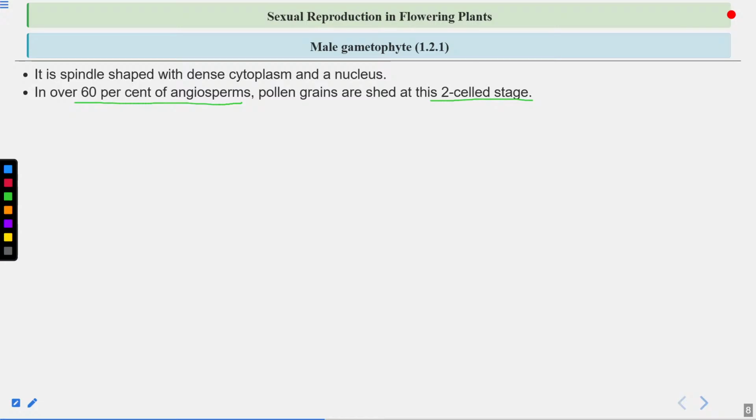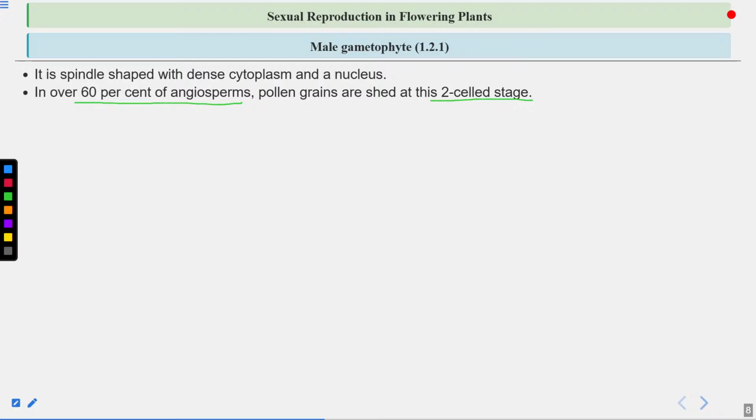What is the question in the DPP? That the mature male gametophyte is two-celled or three-celled? The answer in the DPP is three-celled. Is it correct? Okay, I have to check about that. I didn't remember that a three-celled stage was there. I'll check about it, and then we will come back to it tomorrow.